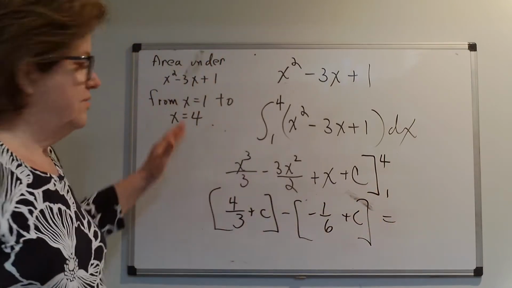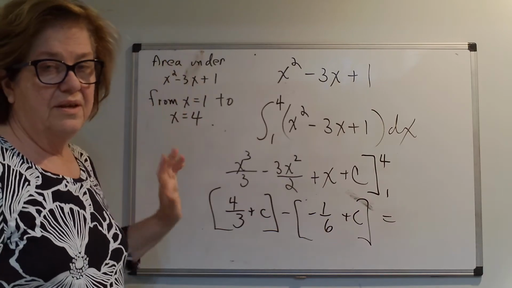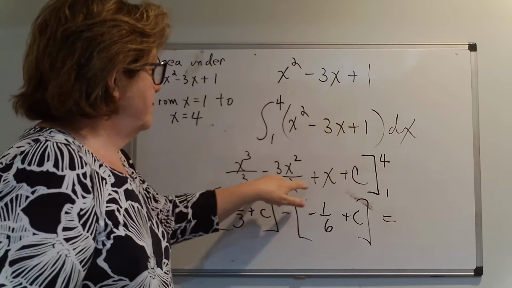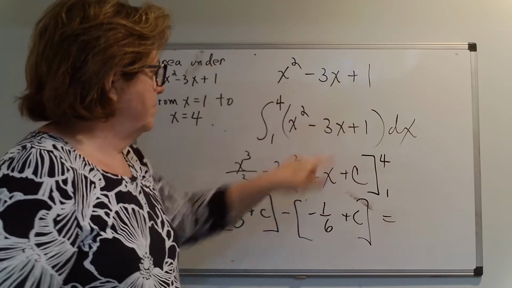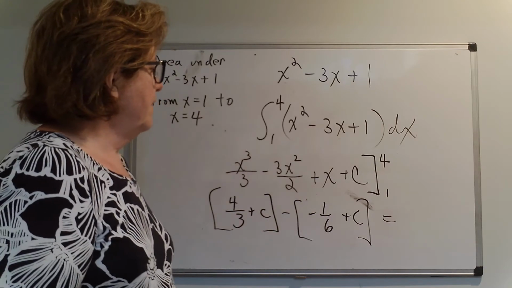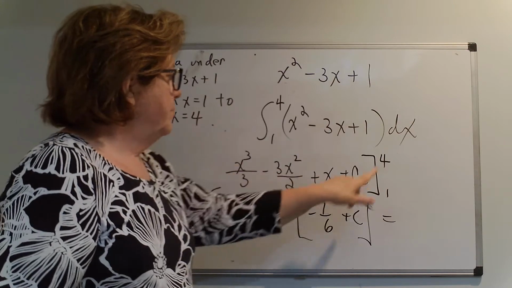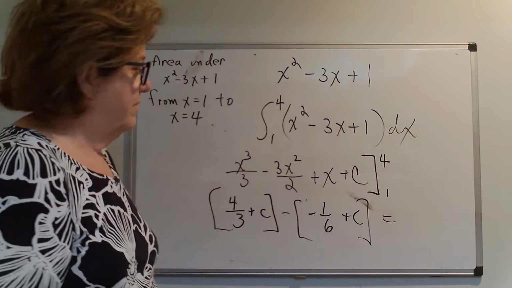So this is the same thing I just did for our velocity and distance. I'm getting the antiderivative of this. I want the area under the curve for this. I get the antiderivative. Once I get the antiderivative, I put in the 1 and the 4, and I take the difference.